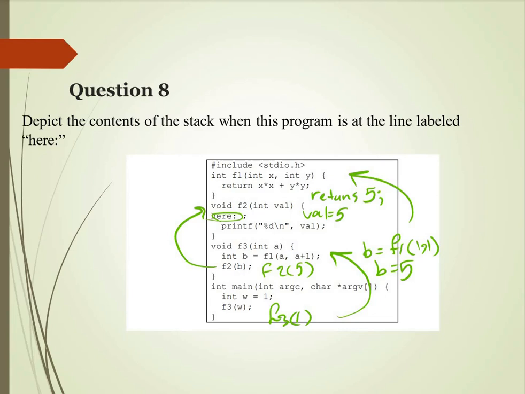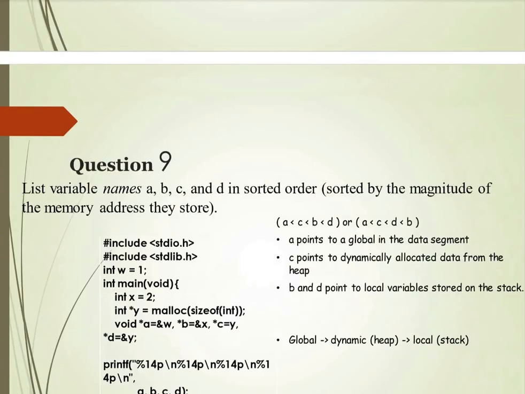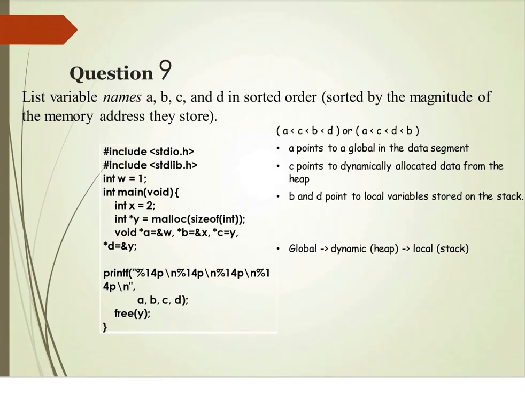So in general, we would have a as 1, b as 5, w which was 1, and the value which is 5. These are the values of the stack when we reach the label here. Okay, let's go to the last question, which is question 9.